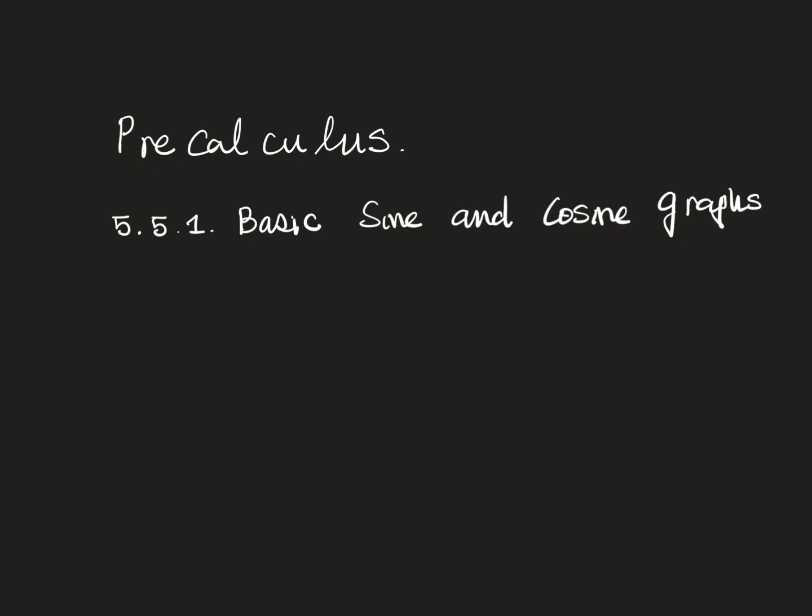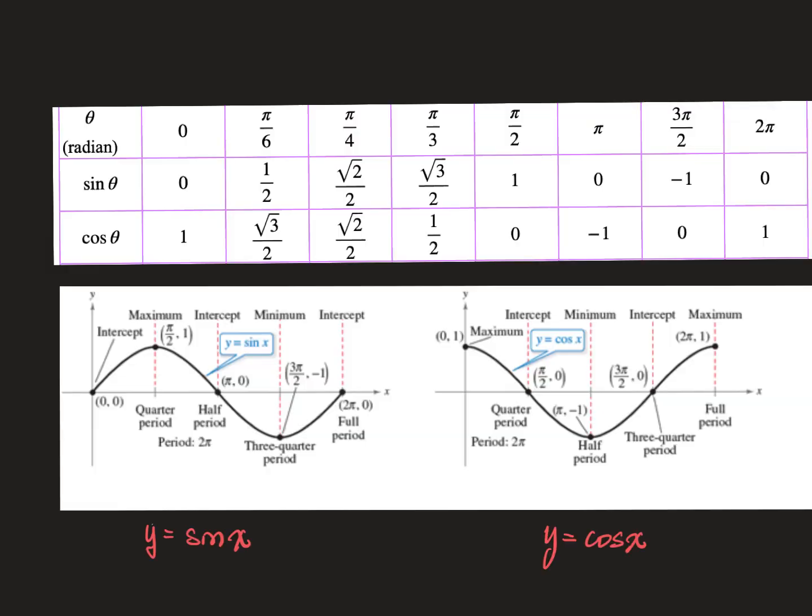This is pre-calculus. Now we turn our attention to sketching the graph of trigonometric functions. First, we're going to discuss the graph of the sine and cosine functions. Now we want to sketch a sine and cosine function, and this table shows the trigonometric values of sine and cosine at each angle: pi over 6, pi over 4, pi over 3, pi over 2, pi, 3 pi over 2, 2 pi. So how are we going to sketch the sine graph?